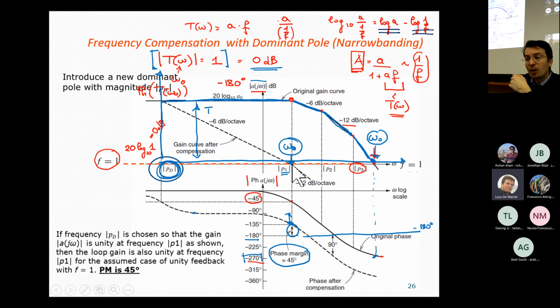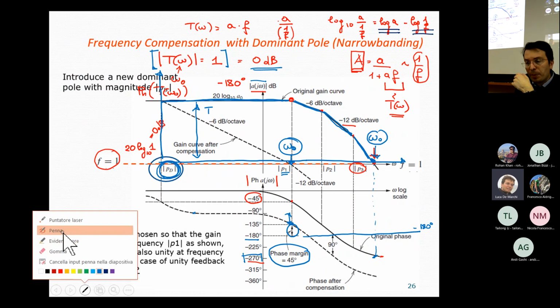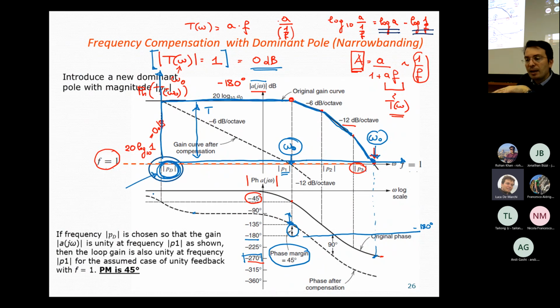Again, PD is deliberately introduced by us as designer. You can see this as P dominant or P designer. The designer introduces this pole in order to have stability. If we want stability up to a phase margin equal to 45 degrees, we set PD in order to have omega null equal to P1. How can we do that? Well, first of all, we must take into account the fact that we know the value of A null.